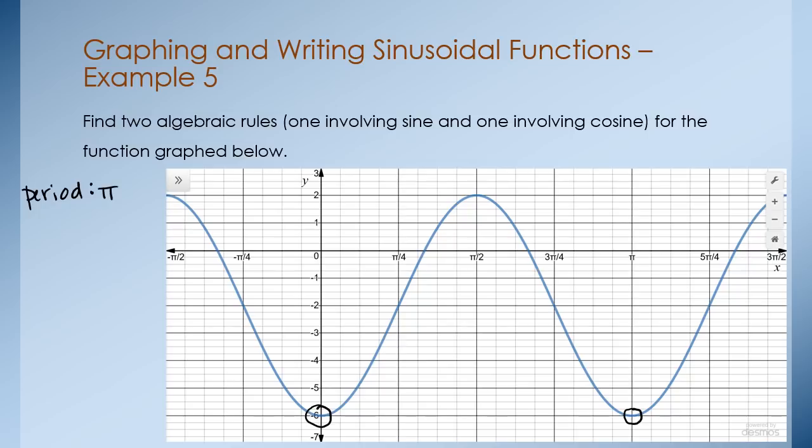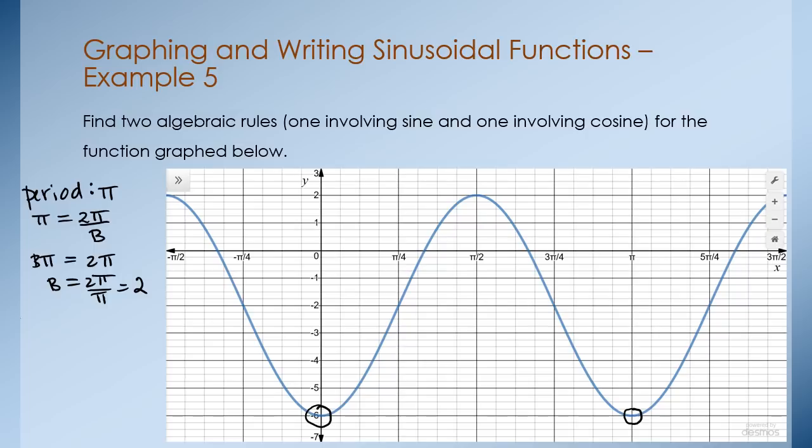Now that's good to know, but in terms of writing a function, what I really need is the b value. So I'm going to take pi and set it equal to 2 pi over b. I'm going to cross multiply to get b pi equals 2 pi, and I'll divide both sides by pi to get my b value of 2. So that's the number that I will be using when I write my sine and cosine function, the number that will be on the inside.